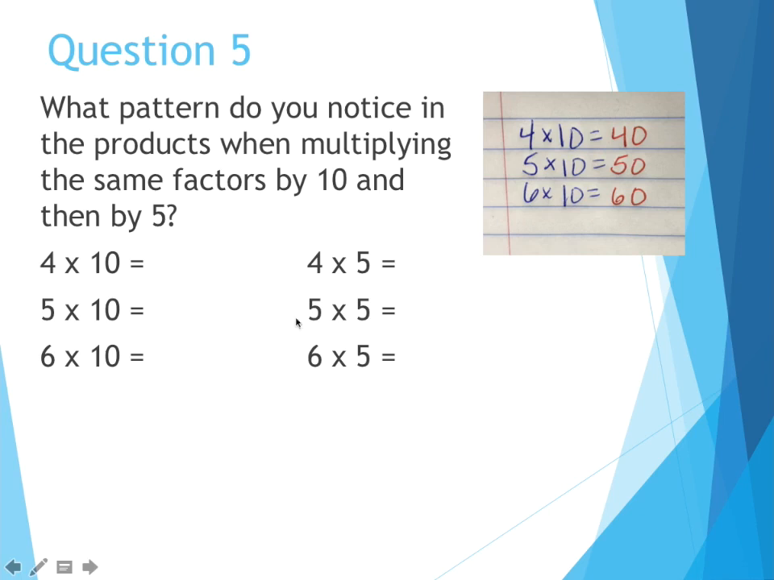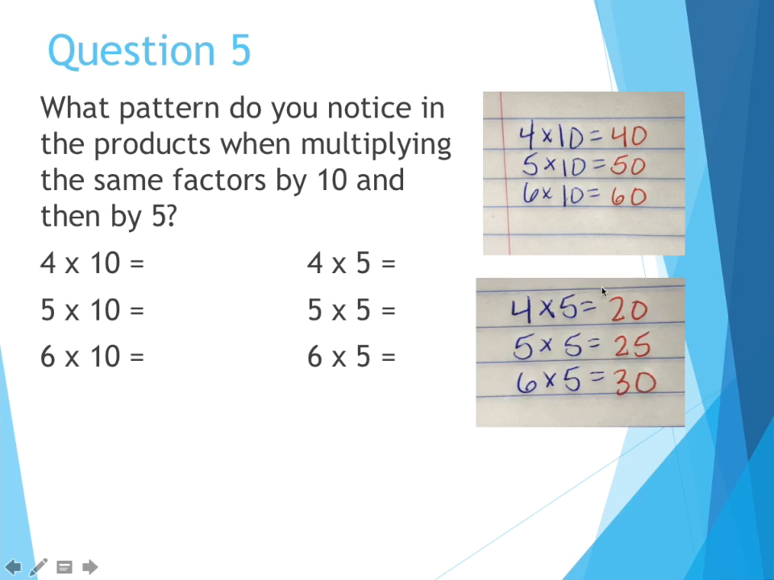So when I look at the next number string here, again, the first factor in each problem is going up by 1, and the second factor is staying the same. Okay, so 4 times 5 equals 20, 5 times 5 equals 25, 6 times 5 equals 30. So it is going up by 5 each time, okay? Because here, my second factor is 5, so it's going up by 5 each time. Can you find another pattern?